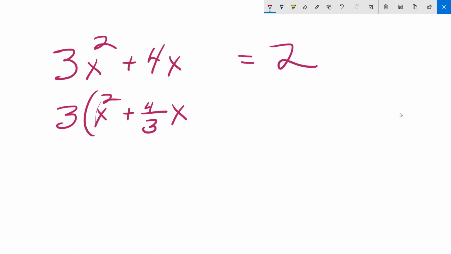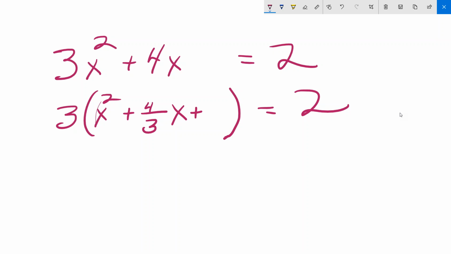And when you're completing the square, that's not a consideration. You have to factor it out before you can complete the square. So now I haven't changed anything. So now what do I do? You'd have to take half of... Okay. What's that? That would be 4/6, so 2/3. Okay.